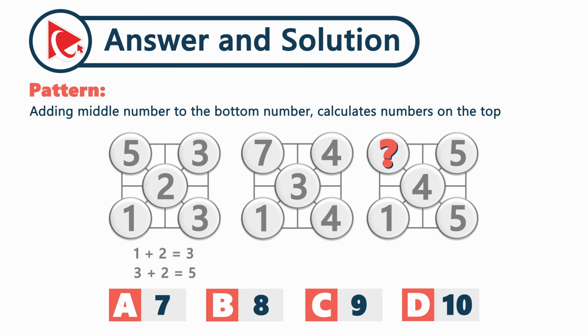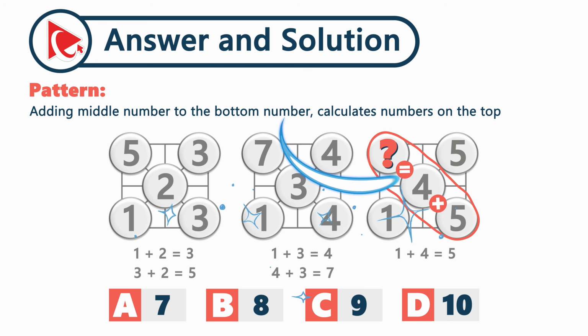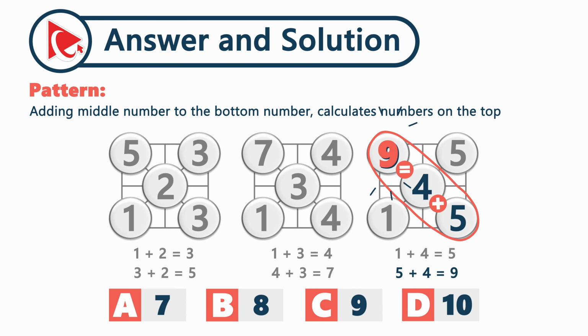Let's confirm this pattern with the second shape. 1 plus 3 equals 4. 4 plus 3 equals 7. Let's double check with the third shape. 1 plus 4 equals 5. And now is the magic time to calculate the missing number. 5 plus 4 equals 9. So the correct answer here is choice C, 9.